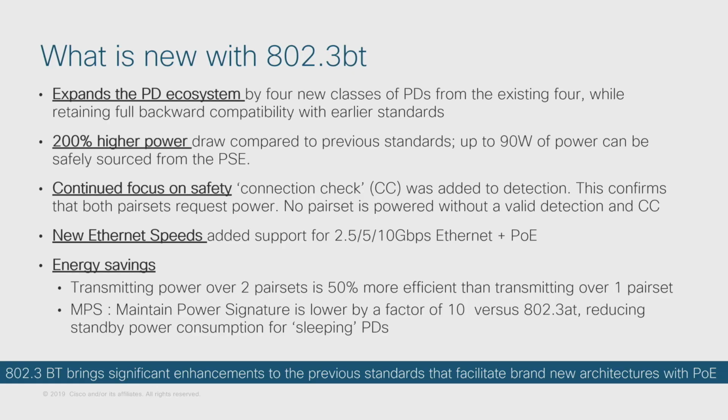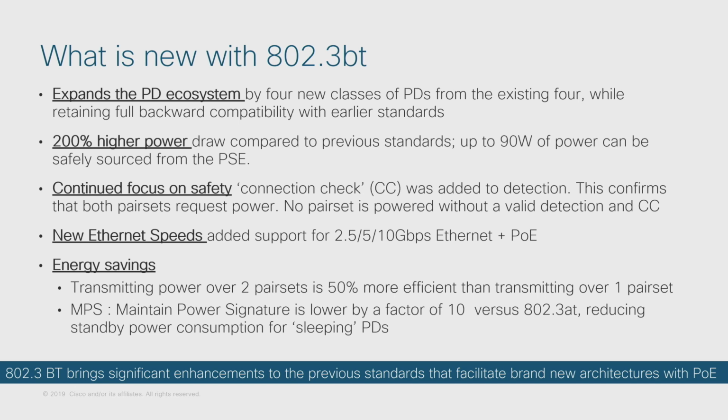Okay. Now, what does BT bring to the table? BT essentially expands the ecosystem with 4 new classes. BT provides 200% higher power, which allows you to draw 90 watts on the same category 5 cable. BT ensures the safety standards that were established with PoE and improves upon it by providing something called connection check, which checks the connection or the transmission of the cable as well before it starts sending power across both pair sets.